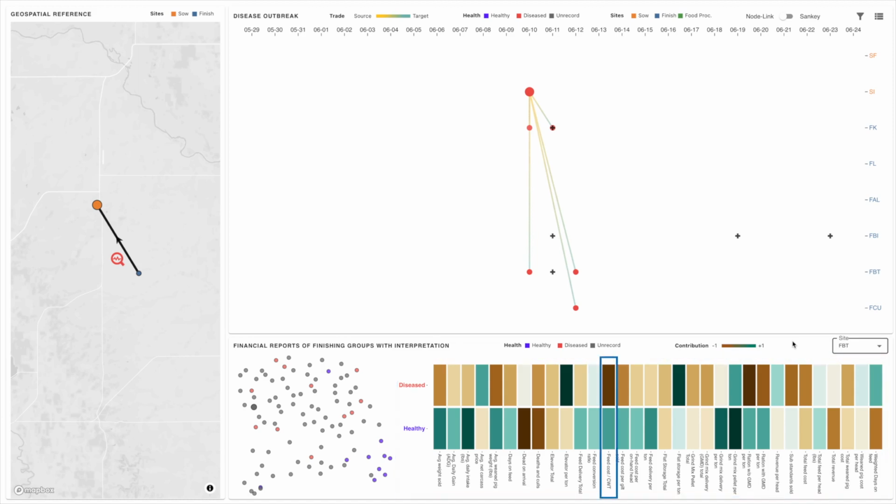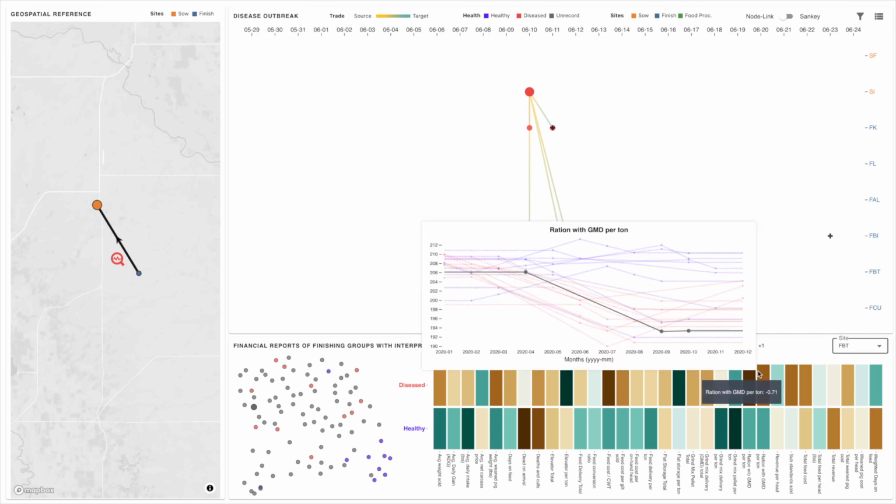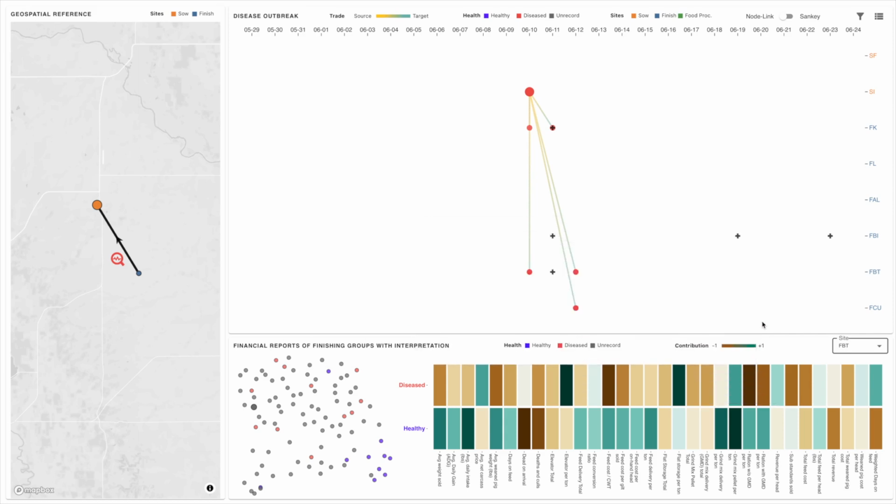For example, in feed cost, the brown color for the disease farms suggests that their attribute values are lower compared to the healthy farms. As the gray solid line represents the record of farm FBD, we find that it is more similar to the records of the disease farms. We may hover over other data attributes for comprehensive validation.